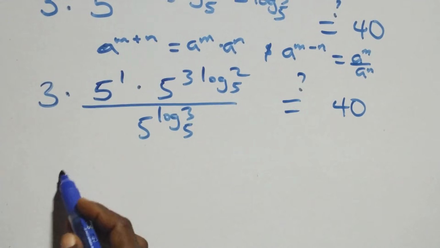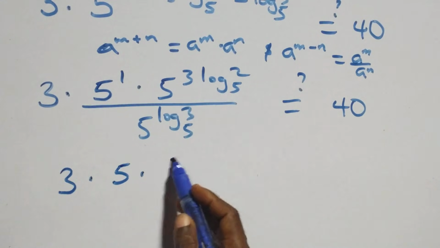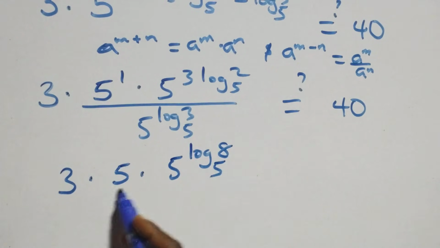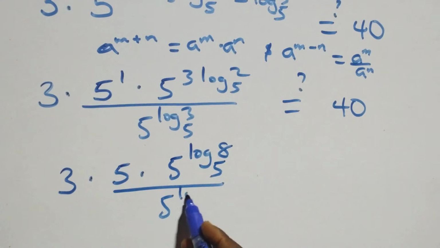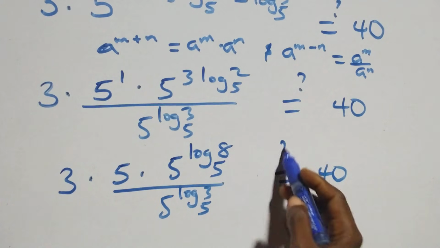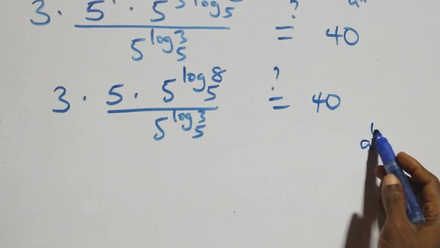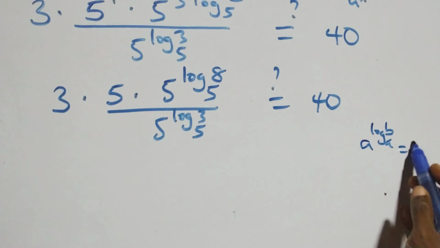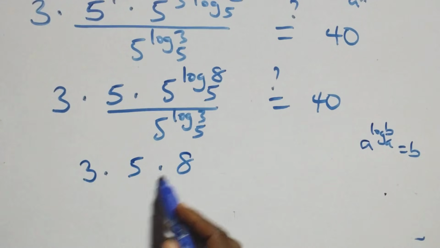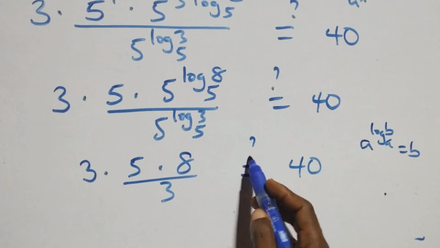This here we have 3 times 5 raised to power 1, that's 5 times. Here we move this 3 from the power of log. We have 5 raised to power log 2 raised to power 3, which is 8, base 5, over 5 raised to power log 3 base 5, equals to 40 on this side. Then this follows when we have a raised to power log b to base a, which is equal to b. This here we have 3 times 5 times 8 all over 3 equals to 40 on this side.